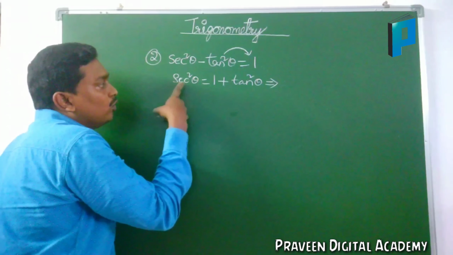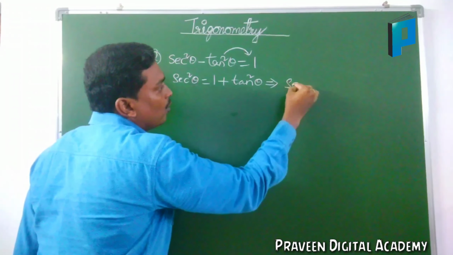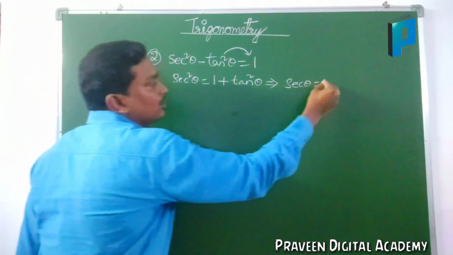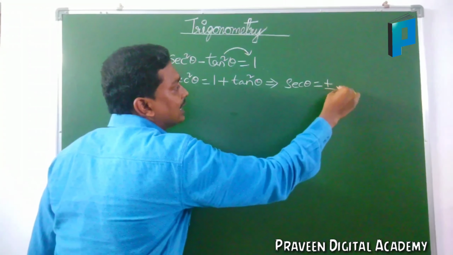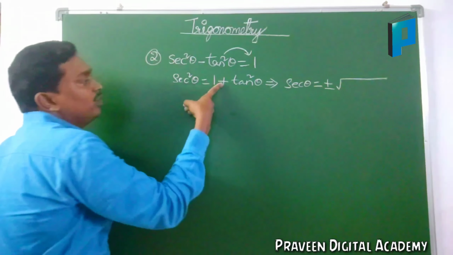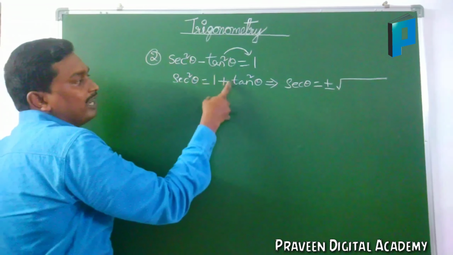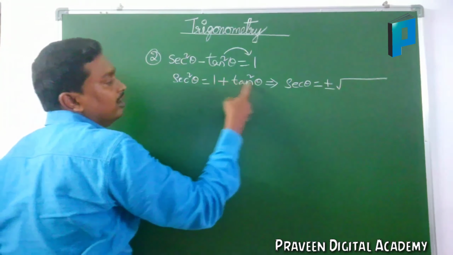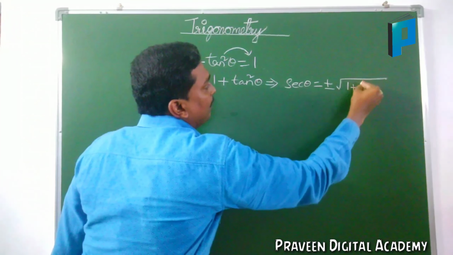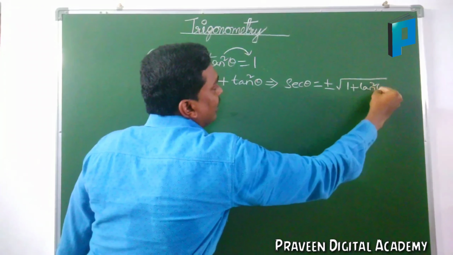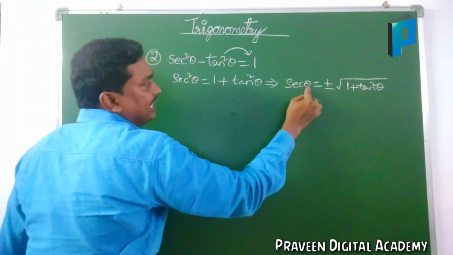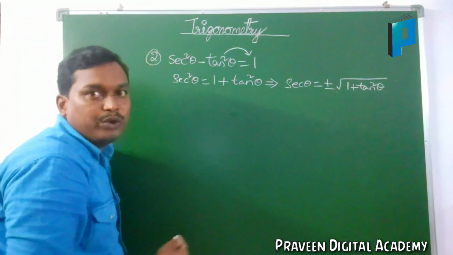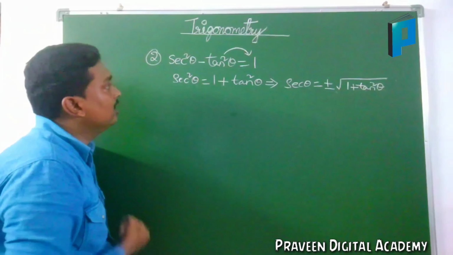If you want to know only sec theta, what will we do? This square we send to the other side, so it will become plus or minus under root of this one. What is this one? 1 plus tan square theta. Sec theta is equal to under root of 1 plus tan square theta, we can say here.